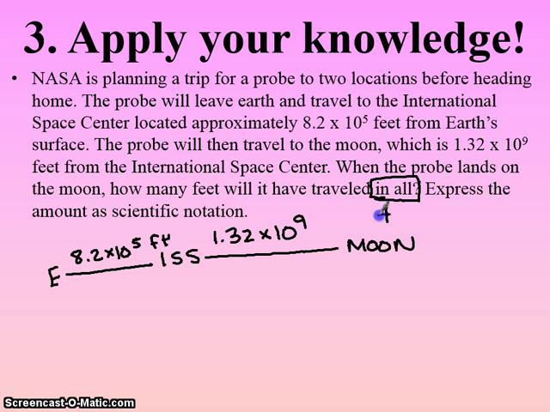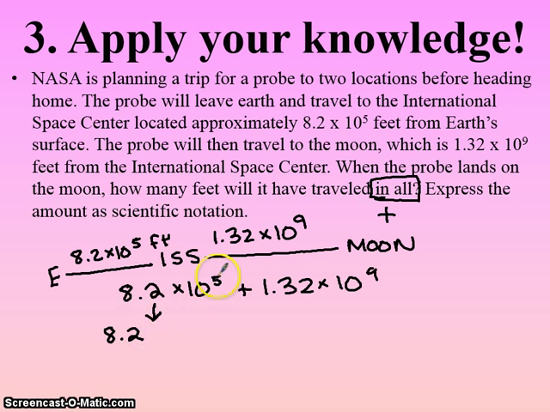In all means that you're going to add. So express that amount in scientific notation. So we need to take 8.2 times 10 to the 5th power and add 1.32 times 10 to the 9th power. Before we can add these, let's change them back to standard notation. So we'd have 8.2 and move the decimal 5 place values larger. So there's 1, 2, 3, 4, 5. So in other words, the International Space Station is 820,000 feet from the Earth.